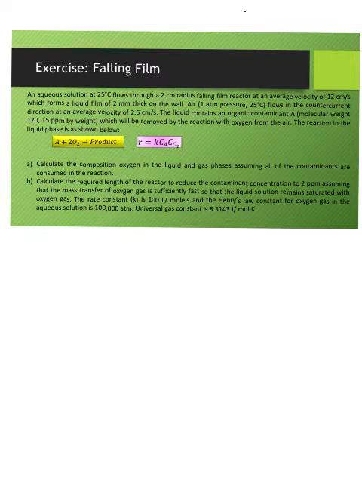The first example is on the falling film reactor. An aqueous solution at 25 degrees C flows through a 2 cm radius falling film reactor at an average velocity of 12 cm per second, which forms a liquid film 2 mm thick on the wall.